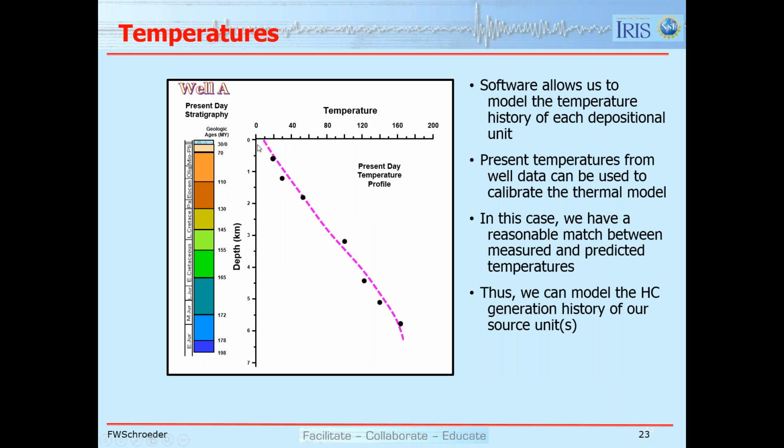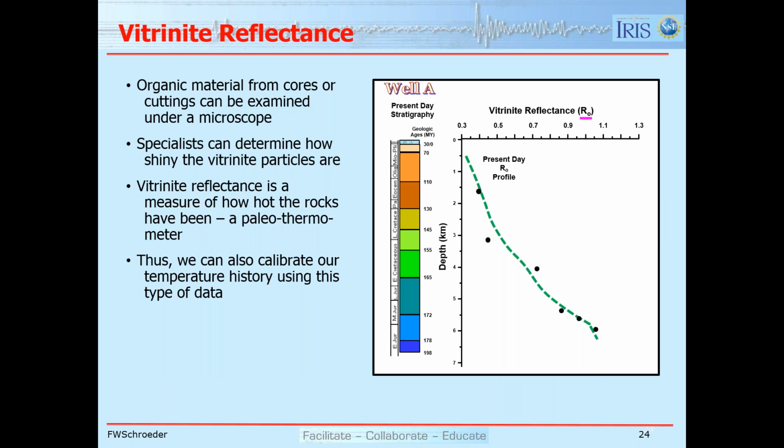Here we have temperatures versus depth. The black circles are measured values from the well, and the dashed magenta line is what our model has predicted based on our geohistory backstripping and the heat flow analysis that I just walked us through.